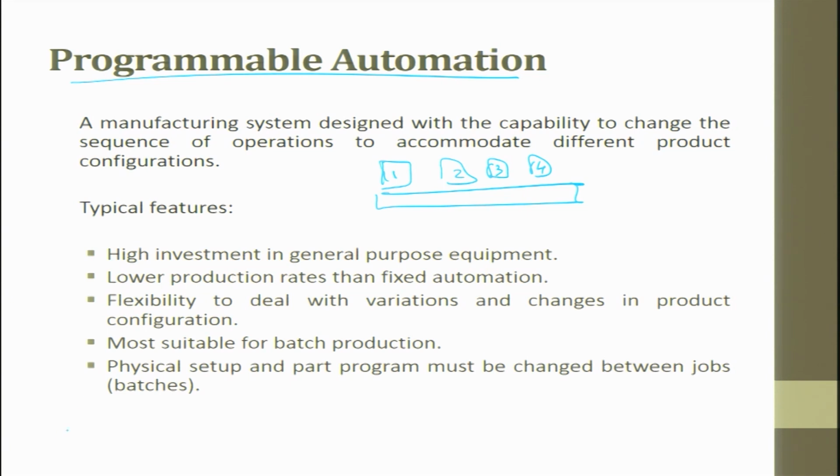So, the typical features are high investment in general purpose equipments, low production rate than fixed automation, flexibility to deal with variation and change in the product configuration. So, it is more of modularity, and most suitable for batch production. Physical setup and part programming must be changed between jobs.